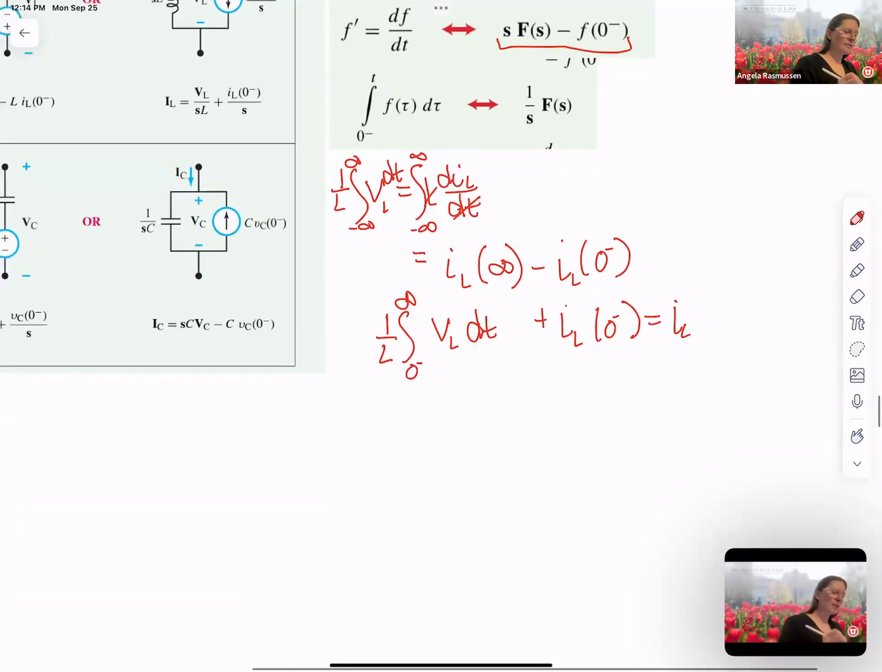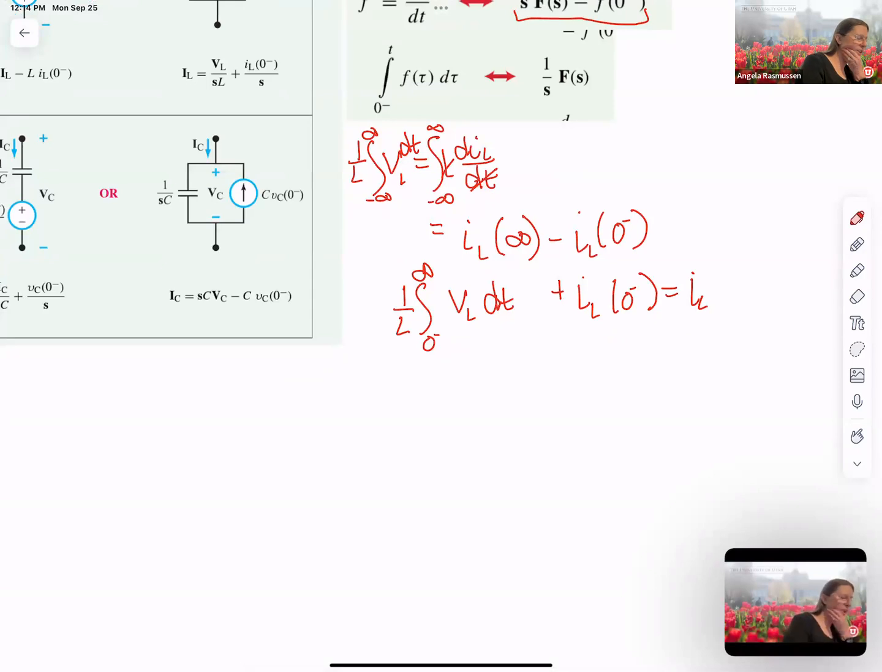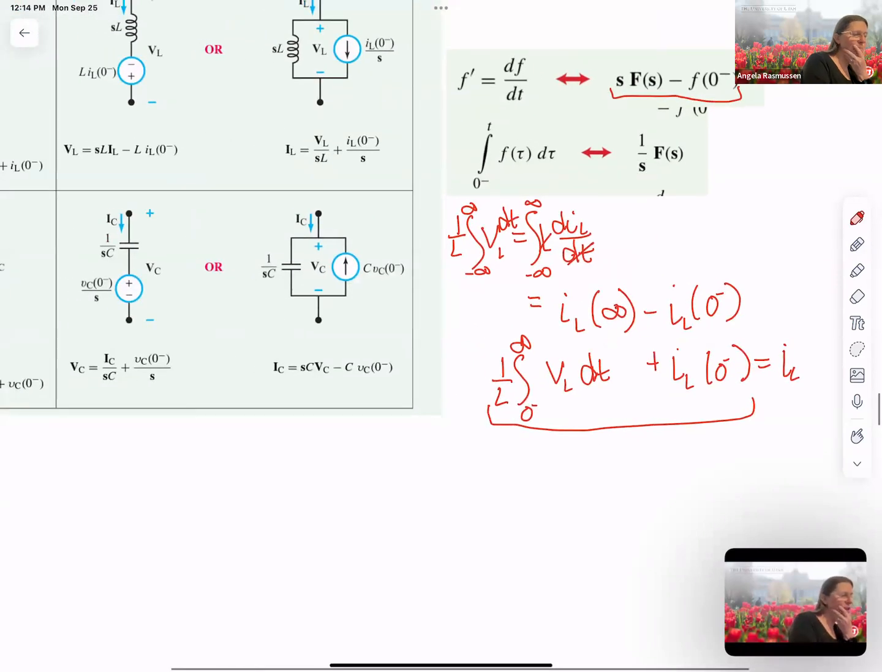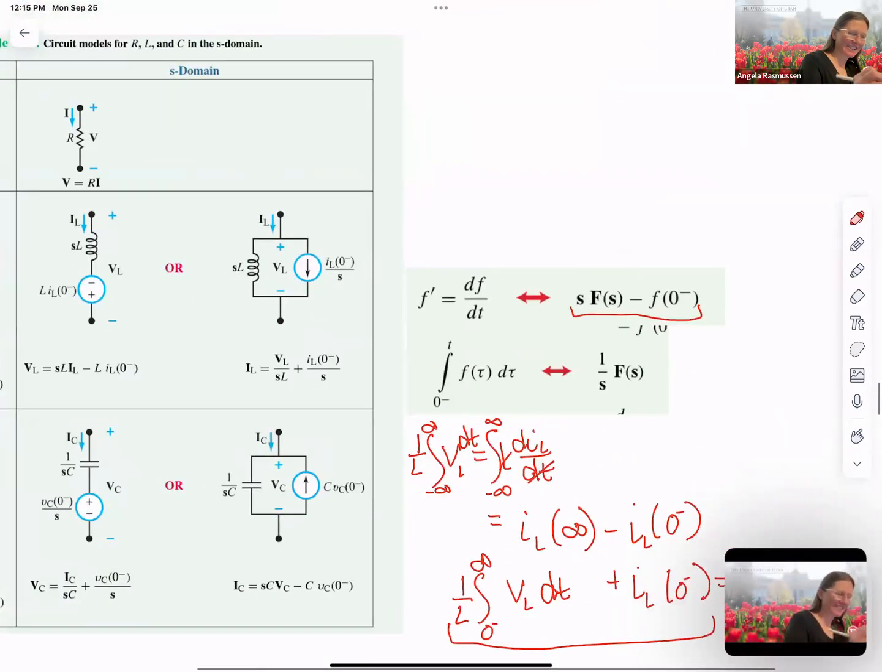And this would be IL at infinity. And then I can change this to be... oh, this didn't describe it very well. I can multiply it by L again. Oh, this didn't work very well. Let me try this a different way.